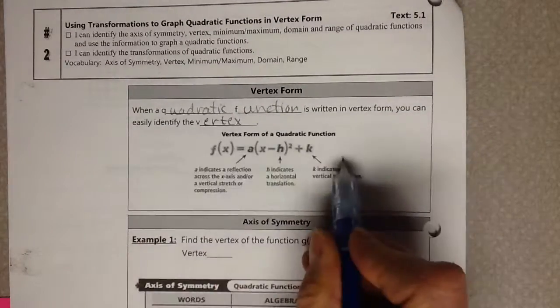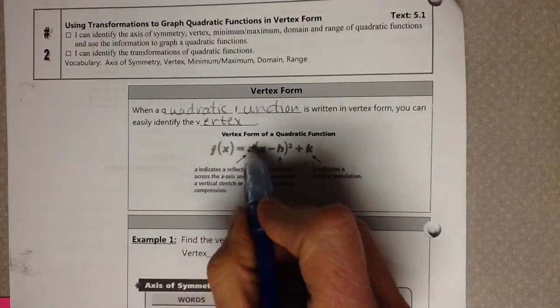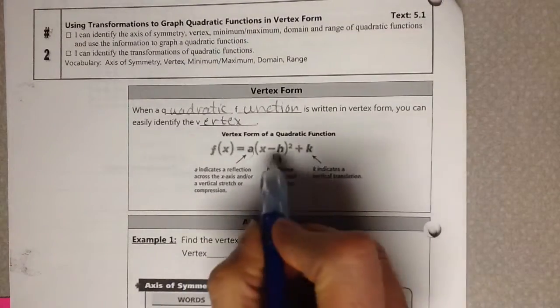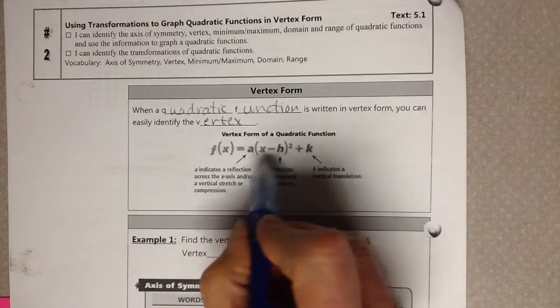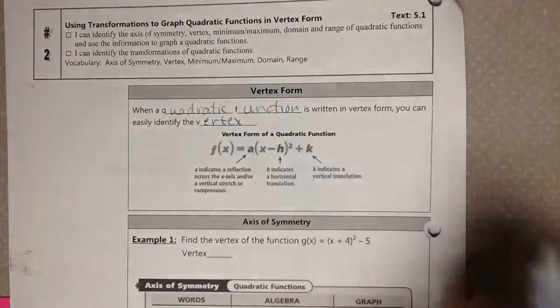And I have a little diagram here that tells you what each thing does. This indicates if it's a reflection. So if you have a negative here, it's going to reflect. And this indicates the horizontal transformation. This indicates the vertical transformation.